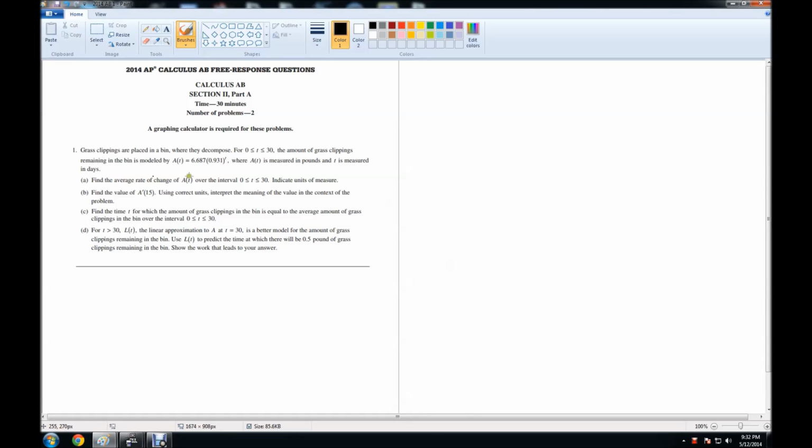So for question number 1 on the 2014 AP Calculus AB free response, we're given a question about grass clippings and asked A through D questions about it. In my opinion, this is the hardest question of the 6, definitely the hardest, so let's get right into it.